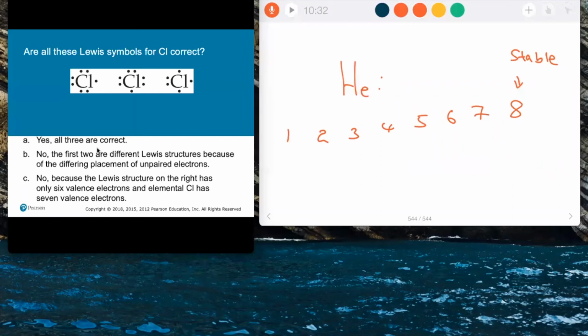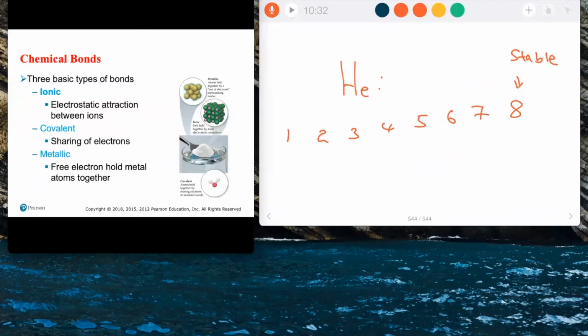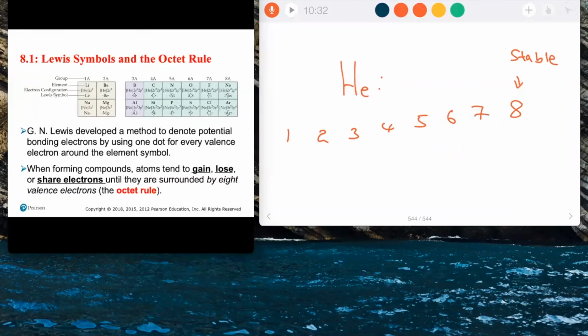For group 4, how do you know if it's going to gain or lose? Because it's right in the middle. Yes, that's a good question. Will it gain or will it lose? It depends on which element you are dealing with. Once we get to a given compound, you can tell that this has gained.